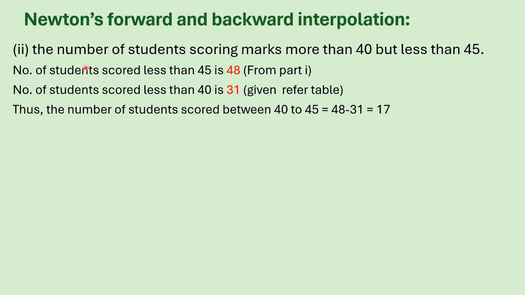Number of students who scored marks more than 40 but less than 45. Okay, so we know the number of students who scored less than 45. From part 1 we got it is 48, and the number of students who scored less than 40 is given as 31. It is given in the table, refer to the table. Okay, now the number of students who scored between 40 and 45 will be this minus this, which is 17. Okay, so 17 is the answer.